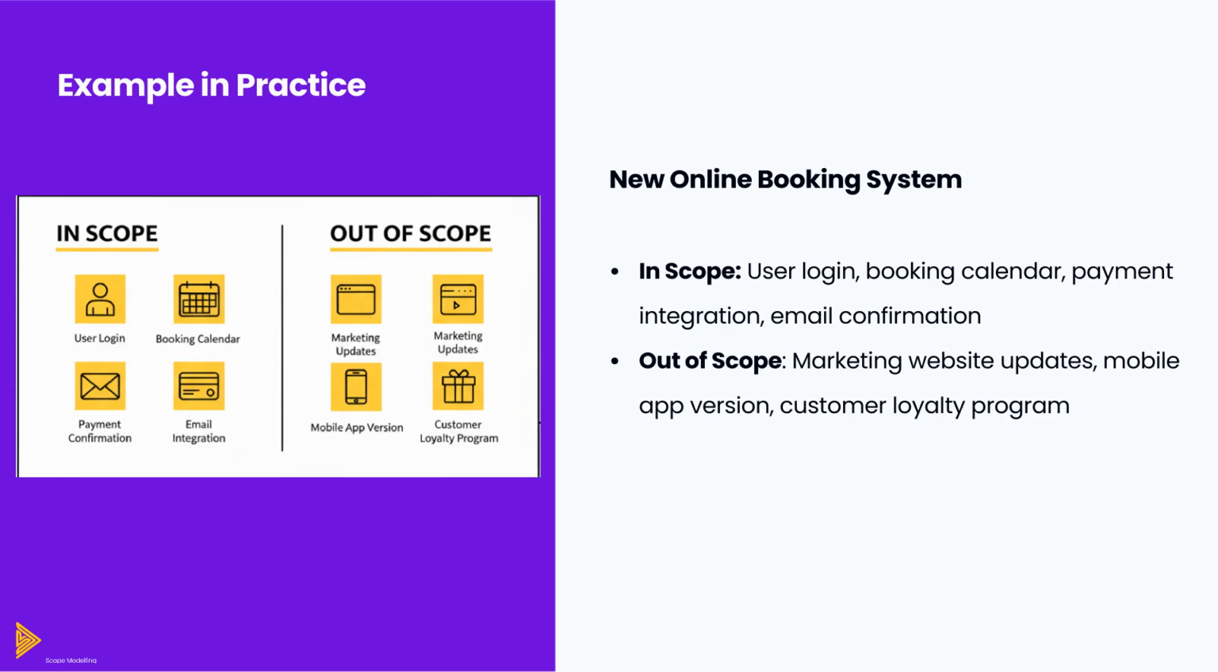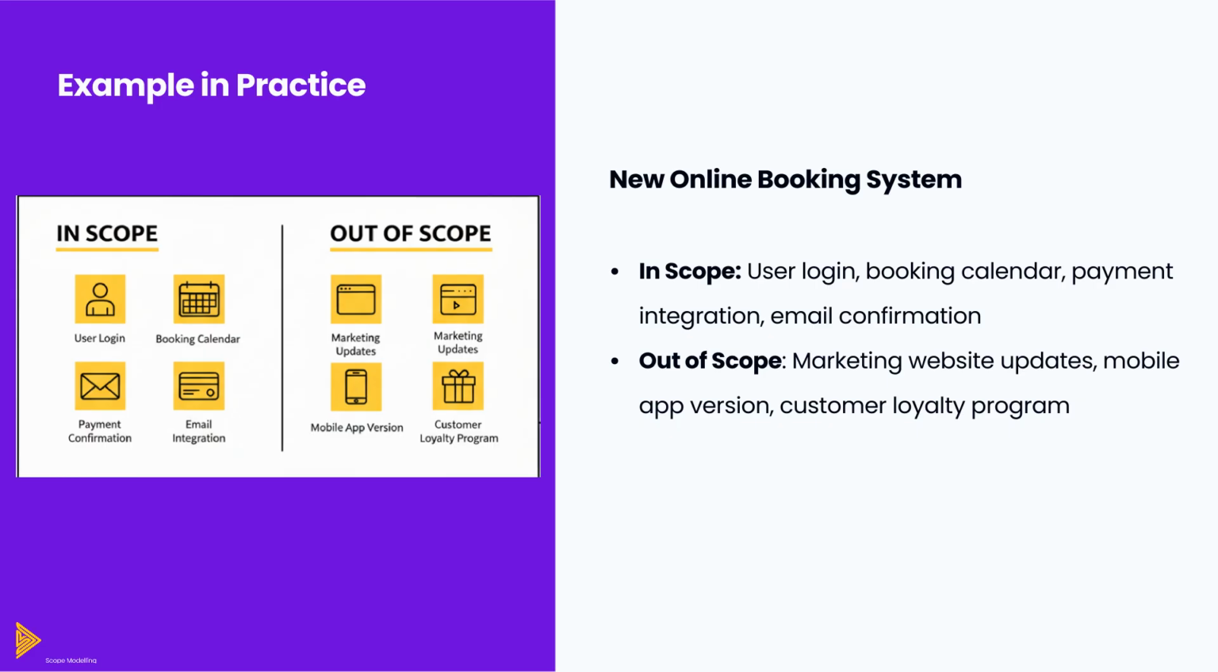Here's an example. Imagine a project to implement a new online booking system. The scope model is shown as a simple visual box split into two sections, in scope and out of scope. In the in scope section, you've got the features the team will actually deliver: user login, the booking calendar, payment integration, and email confirmations. These are the core items the team will design, build, and test.